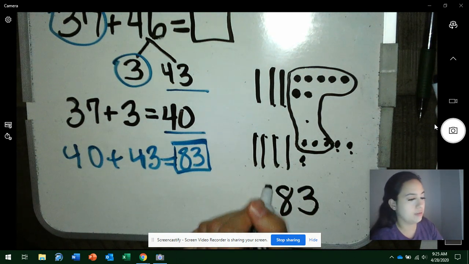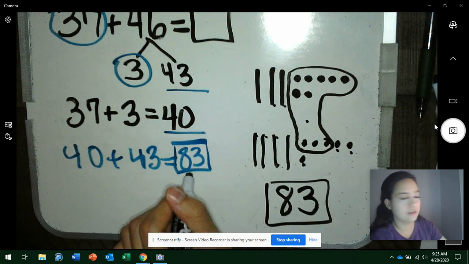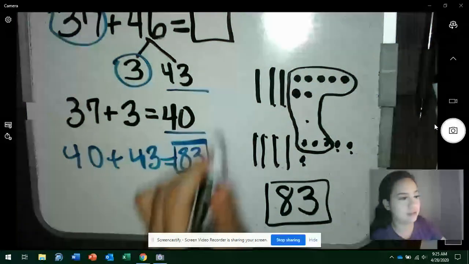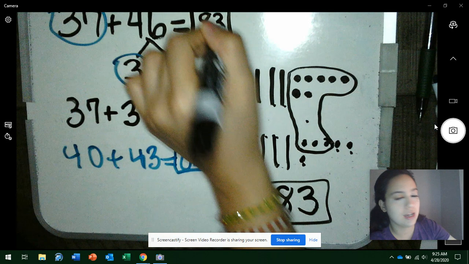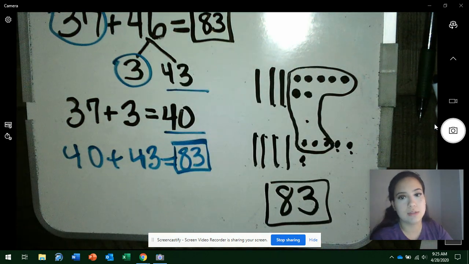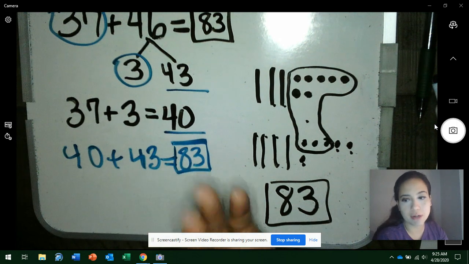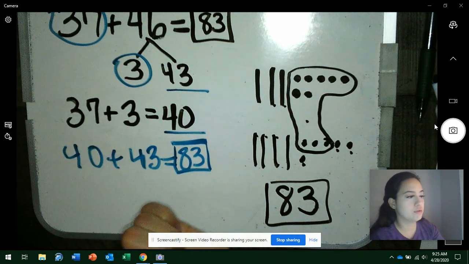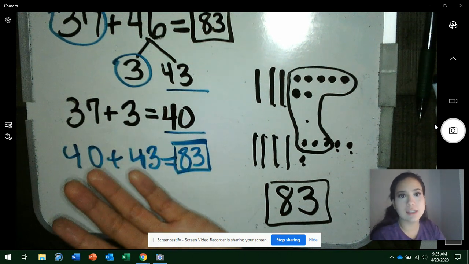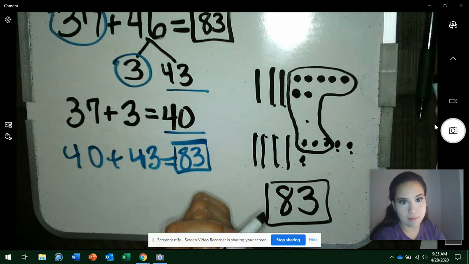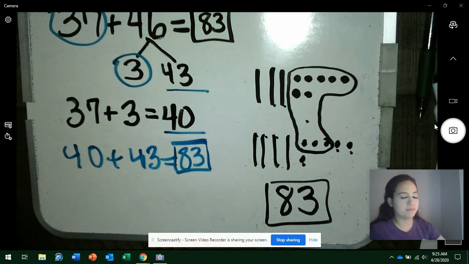So did we come up with the same answer? Yes, we did. So it's 83. And like I tell you, you work it out what's best for you. If pictures is better for you, show your work in pictures. If decomposing, you get it, then decompose the number. Okay? Let's go to our problems then.